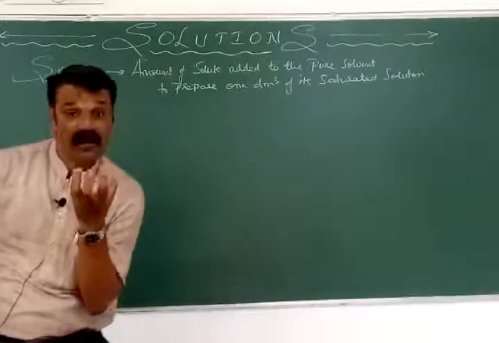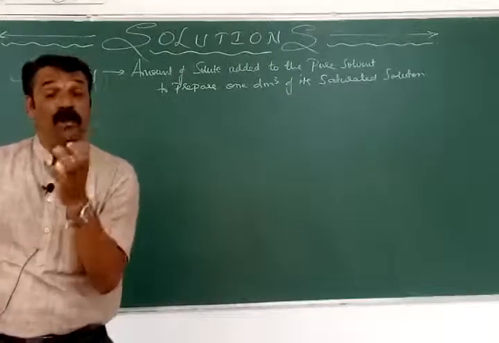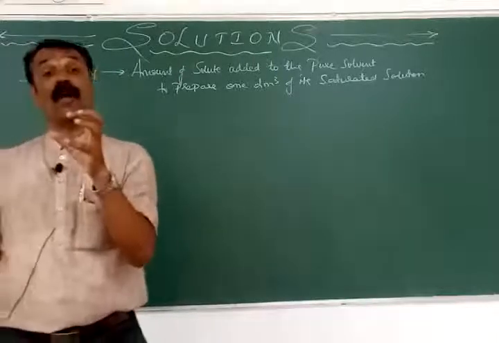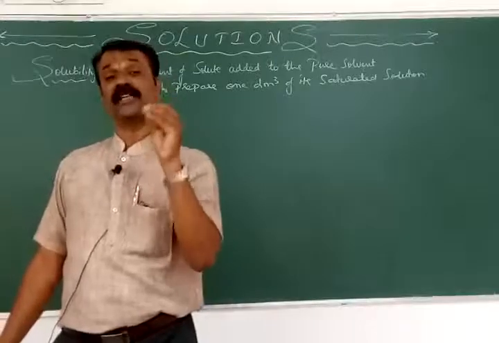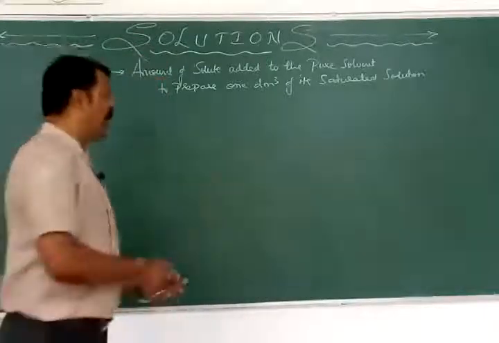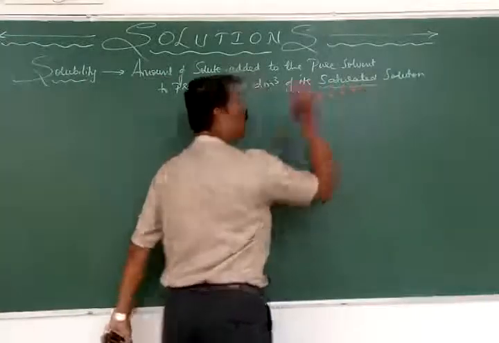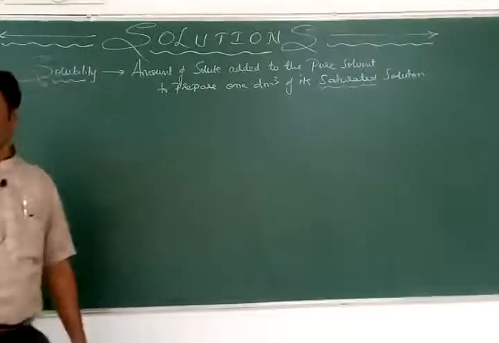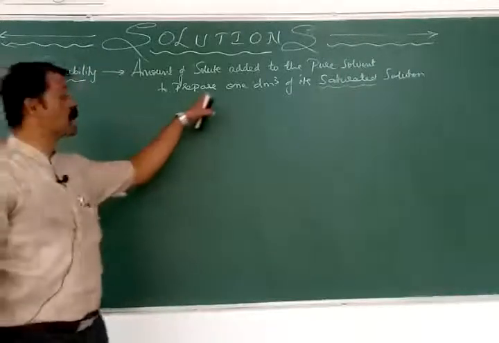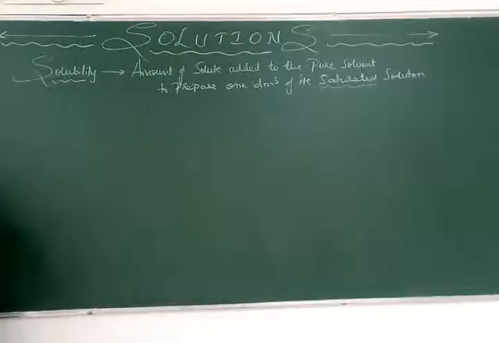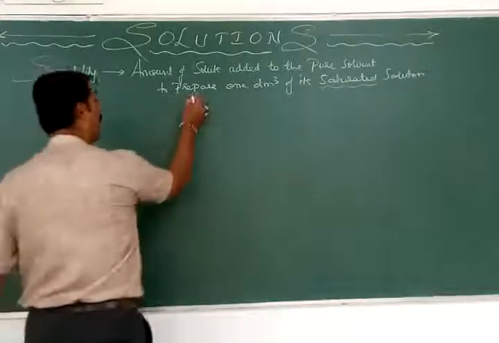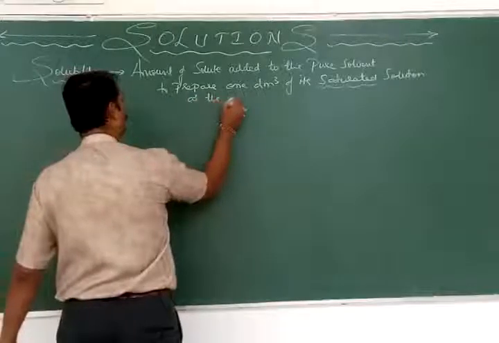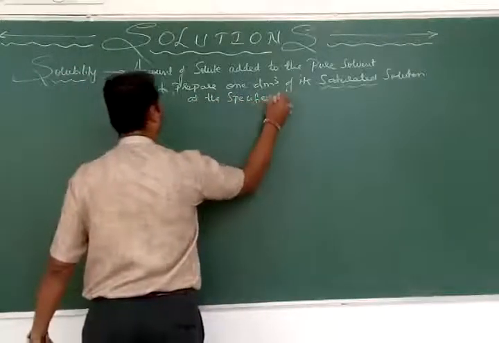In between these two, we are having one. What is that? The amount of solute that we have added is exactly required, or exactly dissolved in the given volume of the solvent, and that solution is called the saturated solution. It is just the amount of solute that has been added to the pure solvent to get exactly 1 dm cube or 1 liter of its saturated solution. And it also depends upon the temperature, at the specified temperature we are calling it.